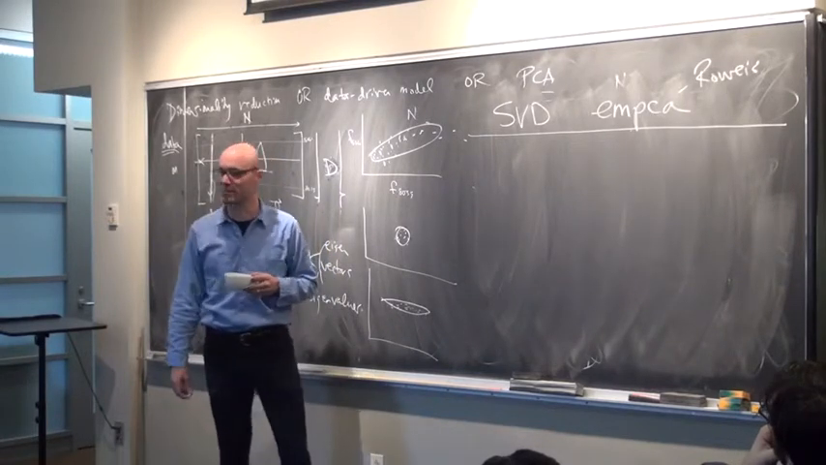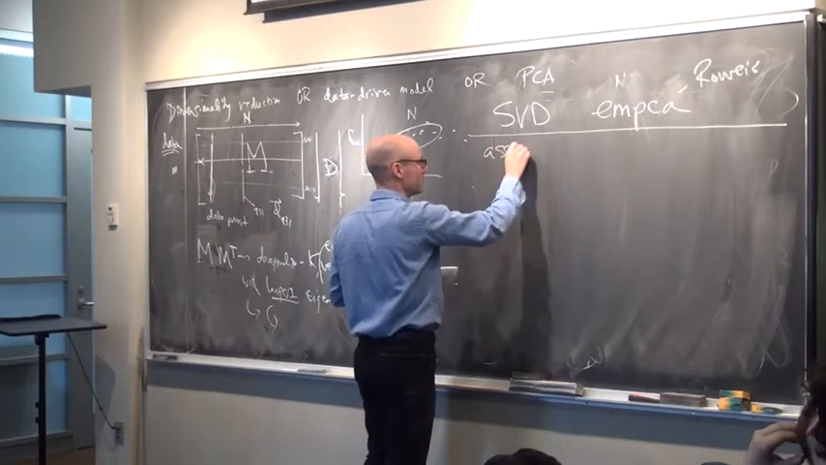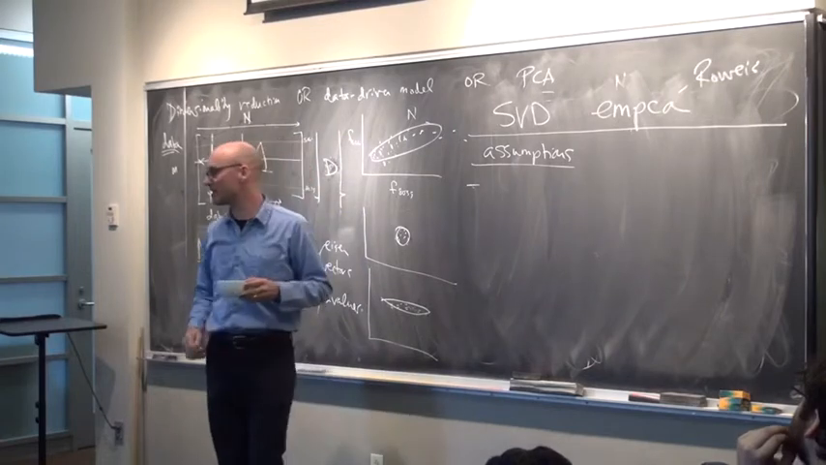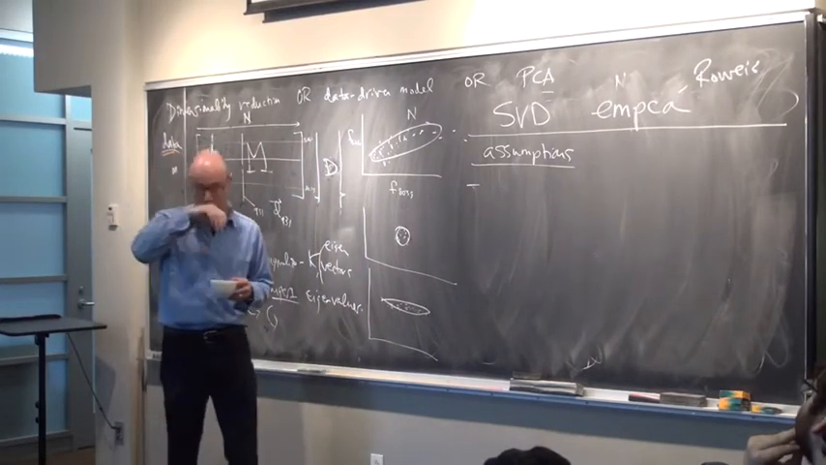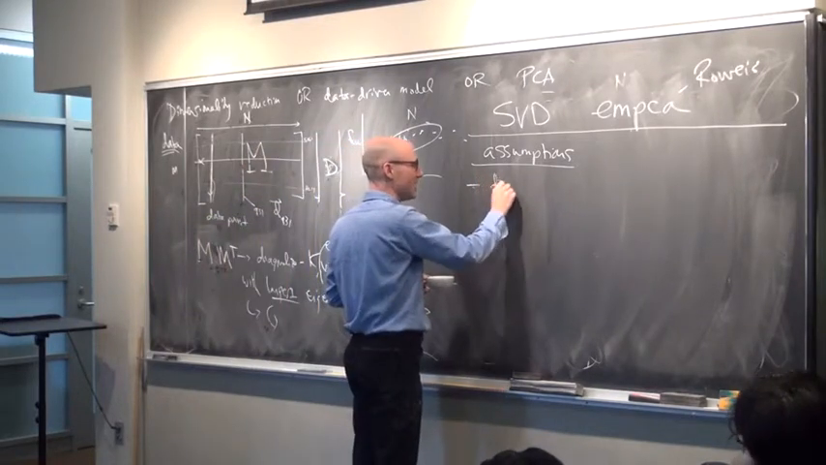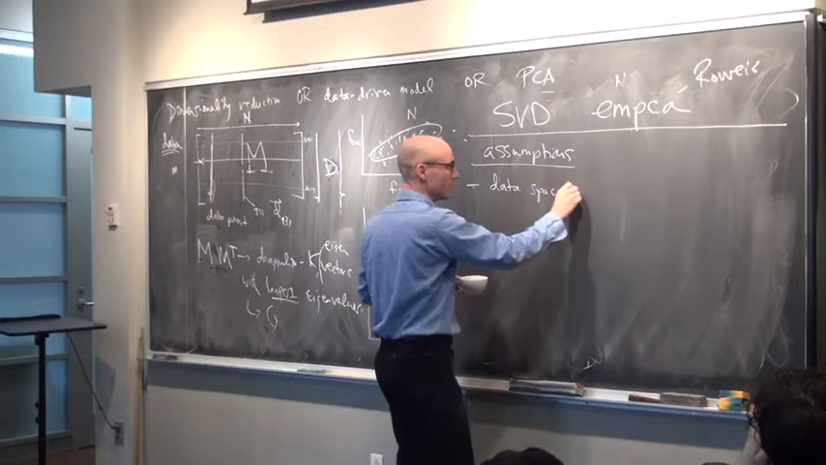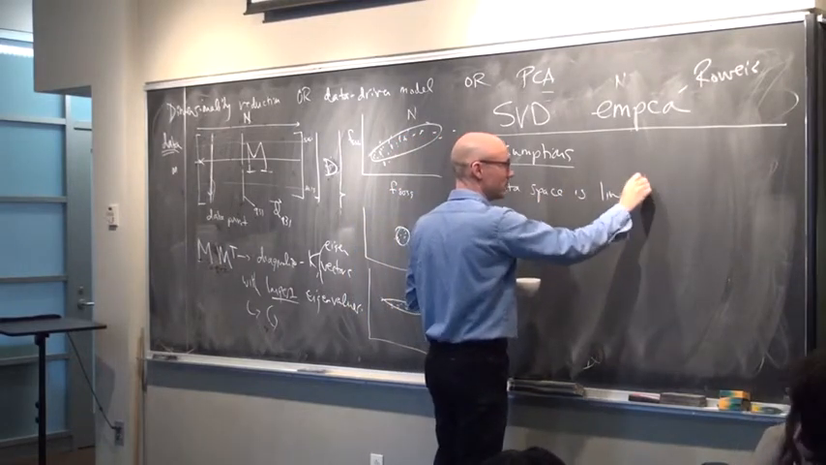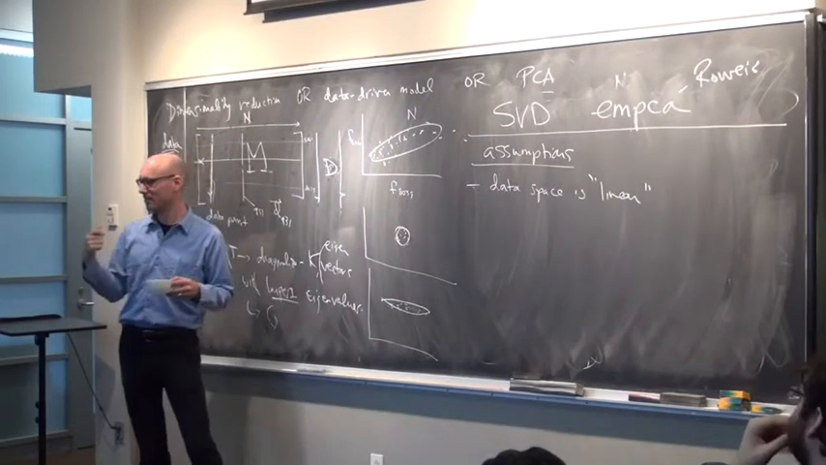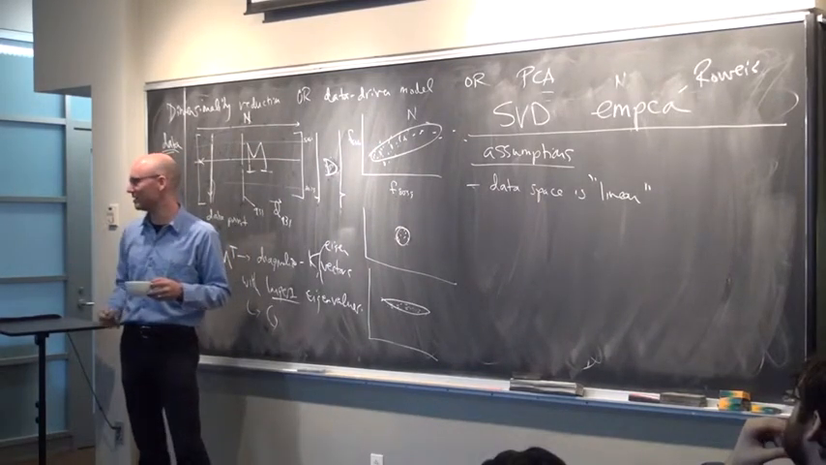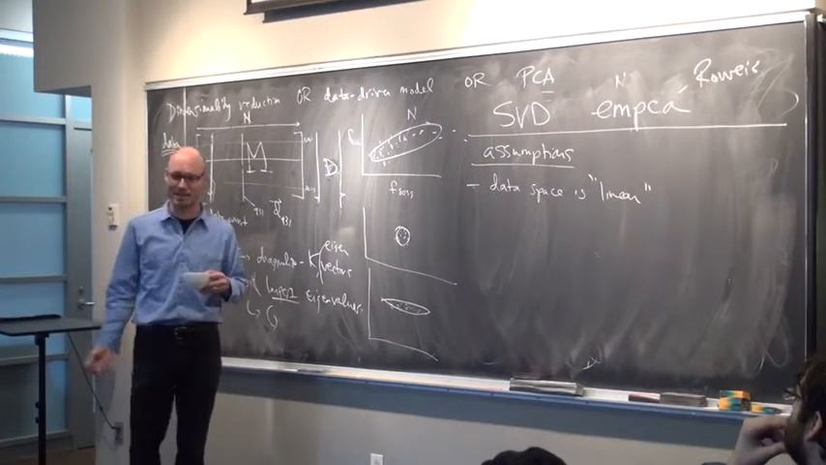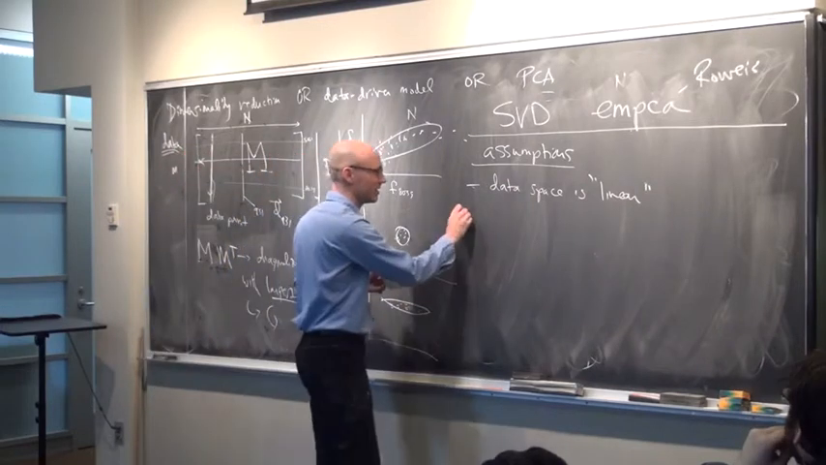Okay, what are the assumptions of PCA? I won't necessarily write these in importance order, but the one key assumption is that the data space is linear, meaning it makes sense to co-add objects and take dot products of objects in the space. So the data space is a vector space. There's a fundamental assumption that it's a vector space. As I said, it's often useful when that isn't true, but that is an assumption.